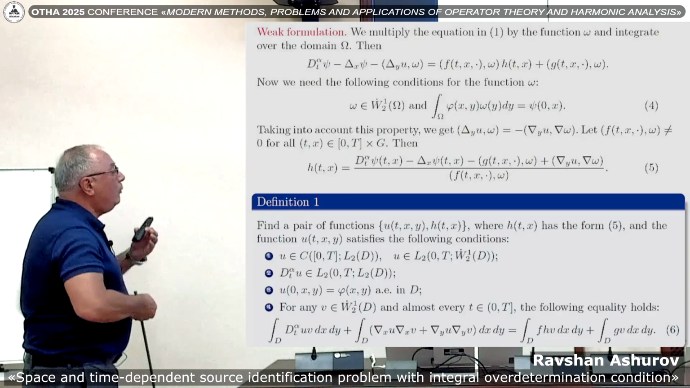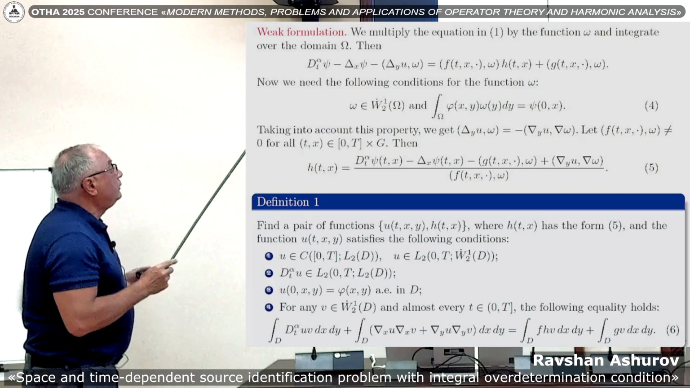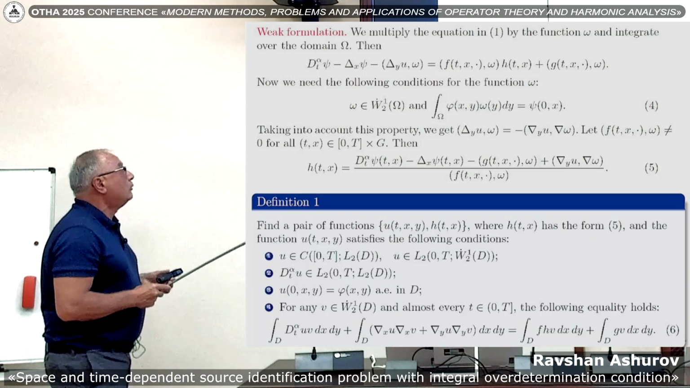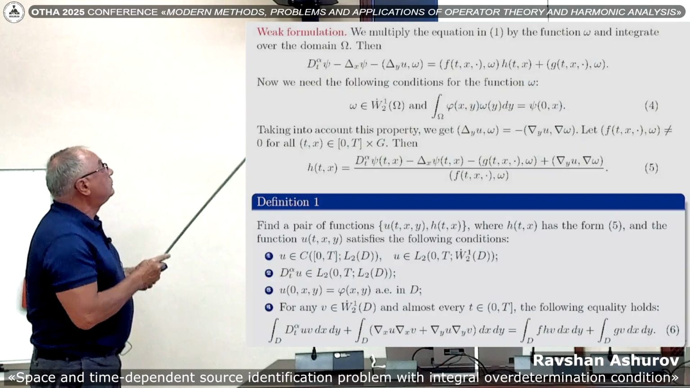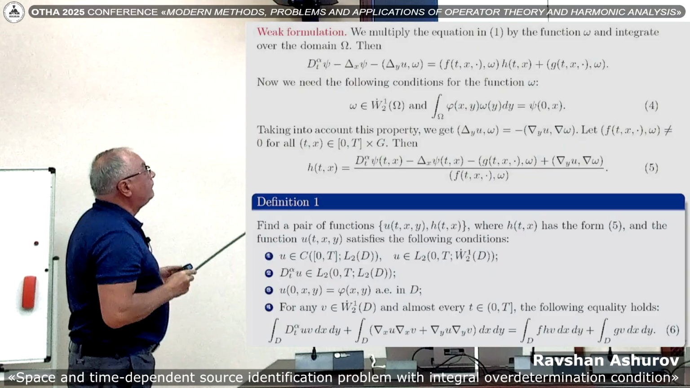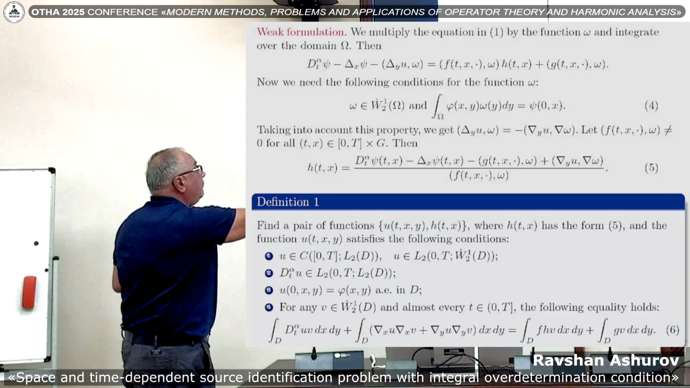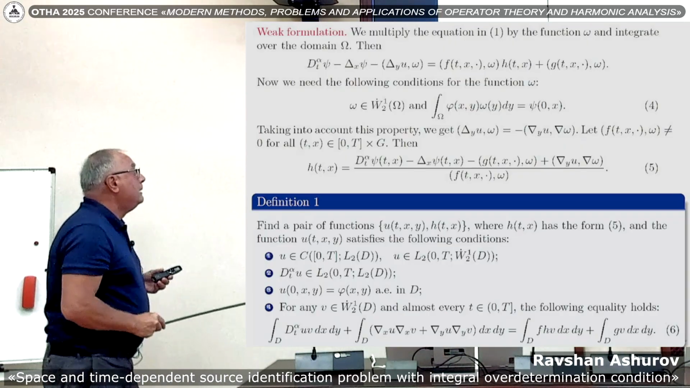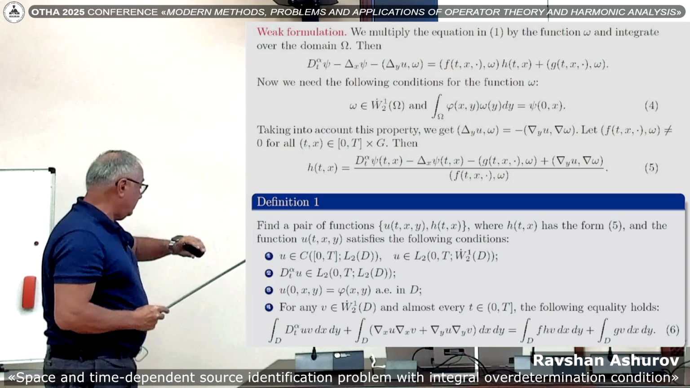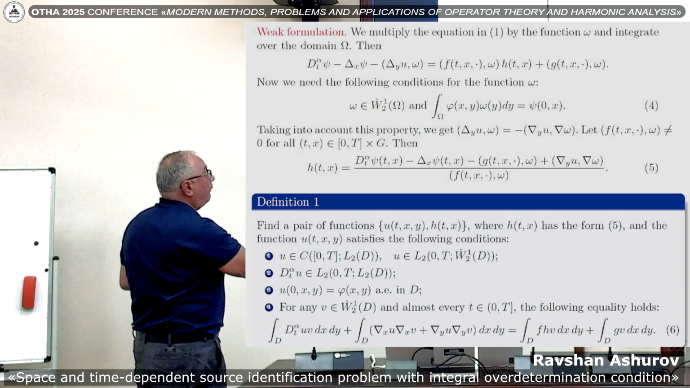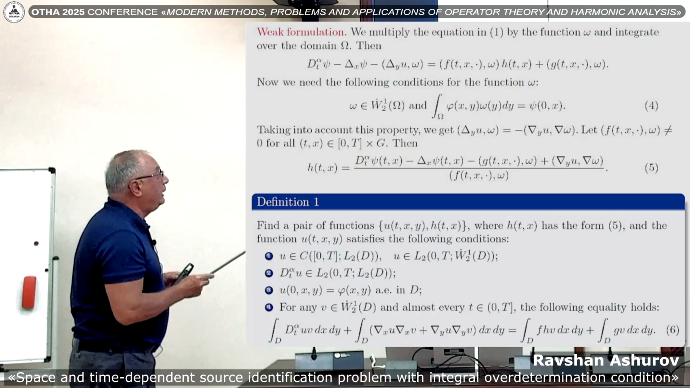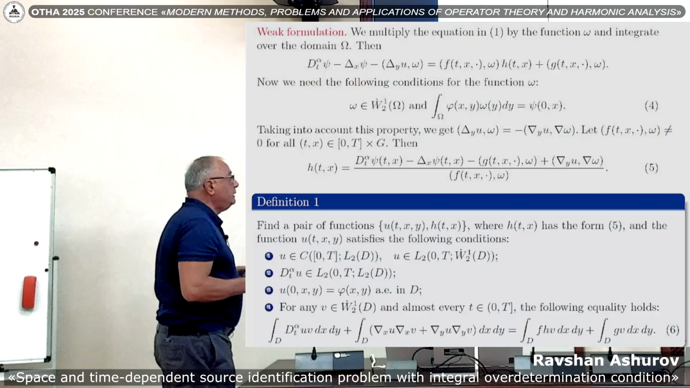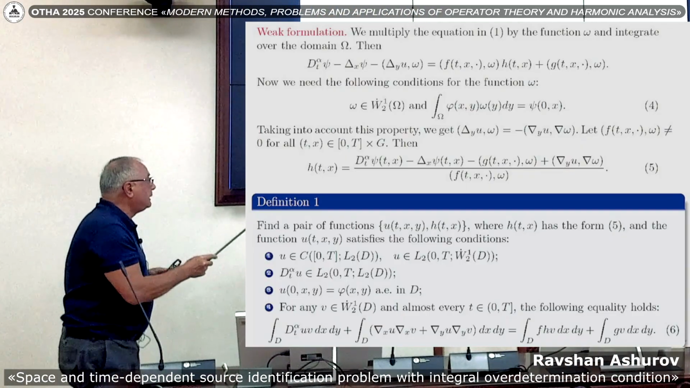Okay, so we consider weak solvability. We take equation 1 and, since we want to use the overdetermination condition, multiply by omega from the overdetermination condition and integrate over the domain omega. Then we have this equation, and from it we can find h. h will have the form 5, but the problem is that h depends on the solution of the forward problem, u. So this is the definition of weak solution: to find a pair of functions u and h, where h has form 5 and u satisfies all these conditions. Instead of the differential equation, we consider an integro-differential equation with arbitrary v.